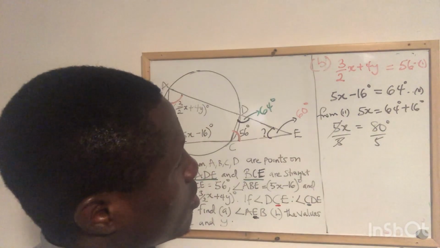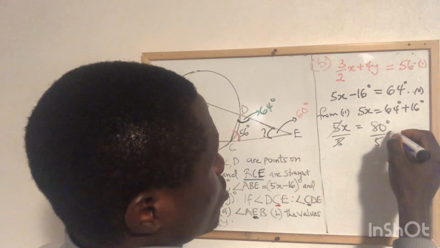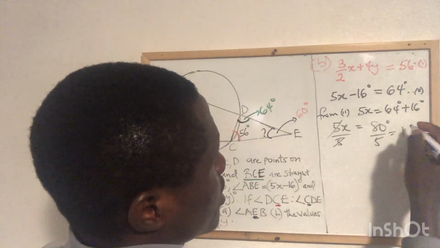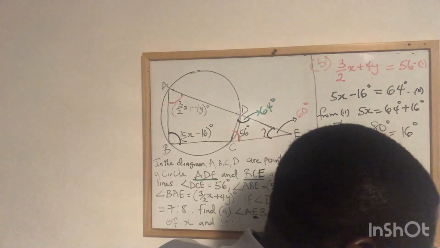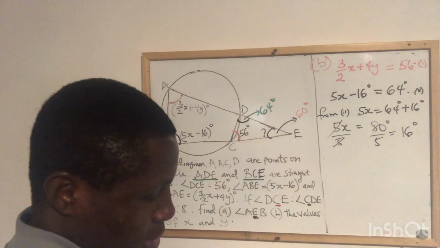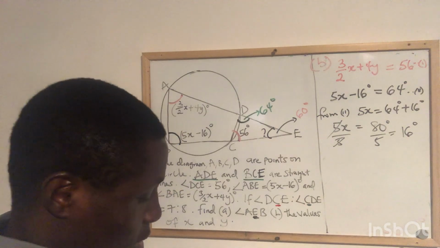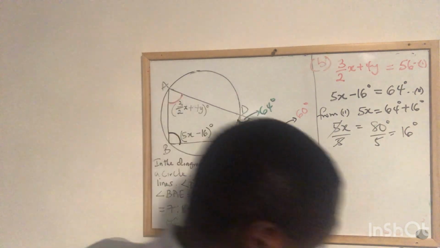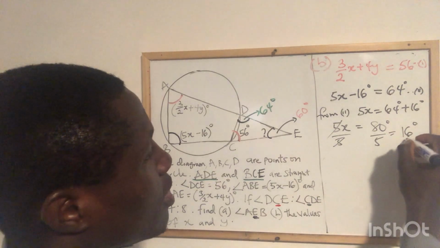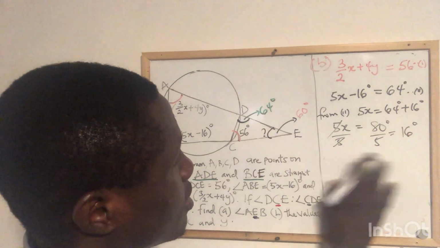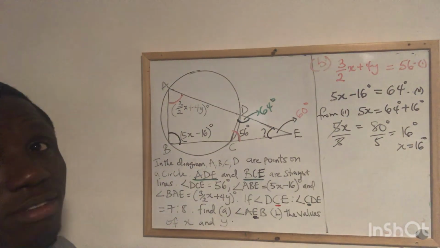What do you have? Divide both sides by 5. That should be what? 5 in 8 should be 1. 5 in 30 should be 16 degrees. Let me quickly use the calculator to confirm that 80 divided by 5 definitely is 16 degrees. So this one is 16 degrees. So the angle here is 16 degrees. x is 16 degrees.